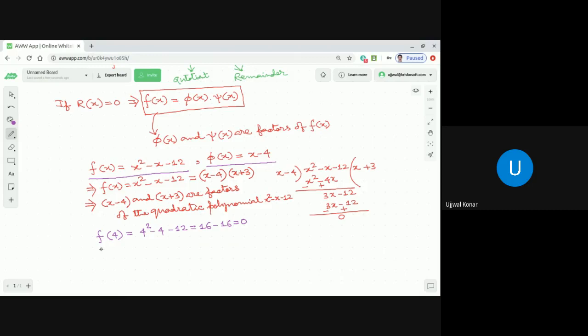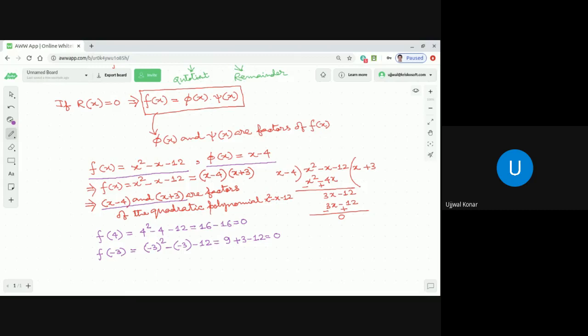Similarly, you got x minus 4 is a factor and x plus 3 also is a factor. So if we find the value of f(minus 3), then also you should get 0. What is that? It is minus 3 whole square, minus of minus 3, minus 12, correct or not? Yes, sir. Minus 3 whole square is 9, minus of minus 3 is plus 3, and minus 12. So 12 minus 12 is 0. So that is the foundation of the factor theorem.